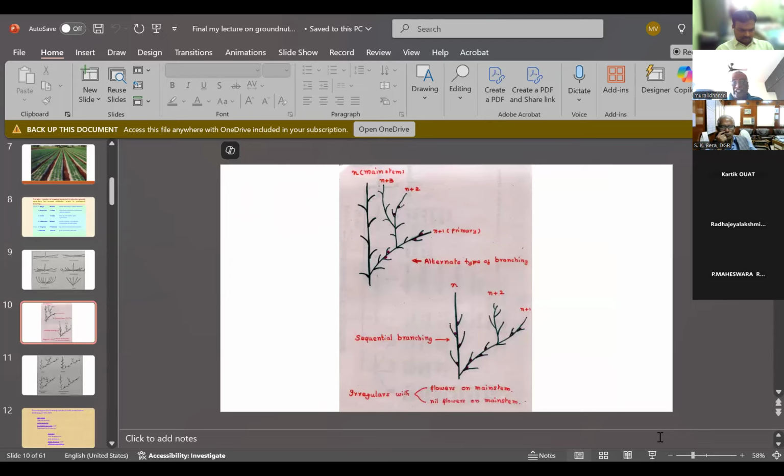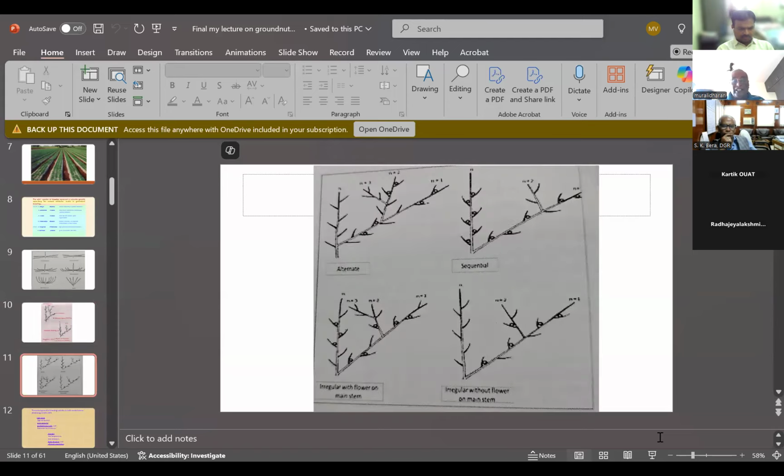Coming to flowering, in alternate, there will be no flower on the main stem. In the primaries and secondaries, 2 nodes will be vegetative and 2 nodes will be flowering, alternated. Whereas in sequential branching, there is more main stem flowering, and also sequential flowering at the basal nodes. Secondaries will be very few in this category. And we have irregulars also, we will come to them later. That is, this is the alternate, sequential, and the irregular with flowers on the main stem with alternate primaries, and irregular without flower on the main stem. Because of so many crosses, we get these irregulars.